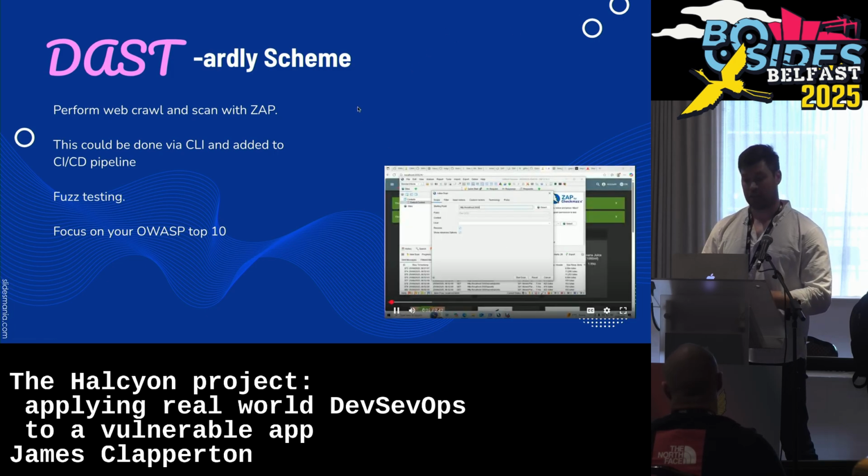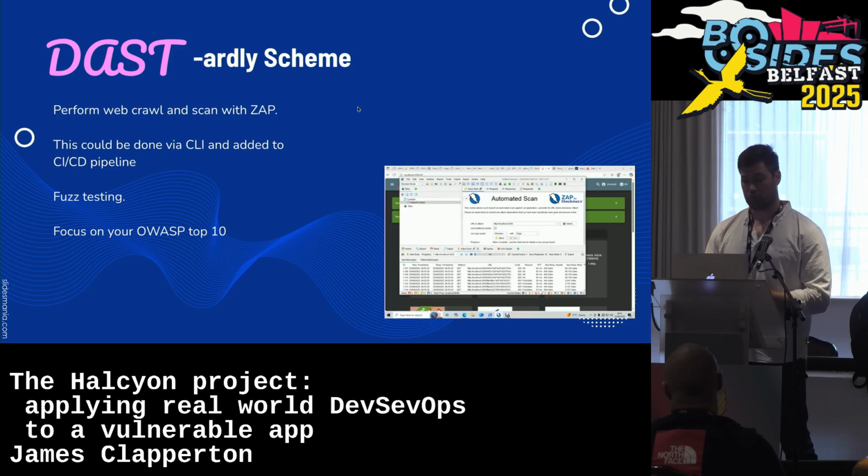Again, for my DAST, I have used OWASP ZAP, which I think I mentioned before. DAST is dynamic application security testing. So this is going to go around and perform a web crawl of my application, just find out anything there is about it. Ideally, you would package all of these tools that I'm talking about into your CI/CD pipeline.